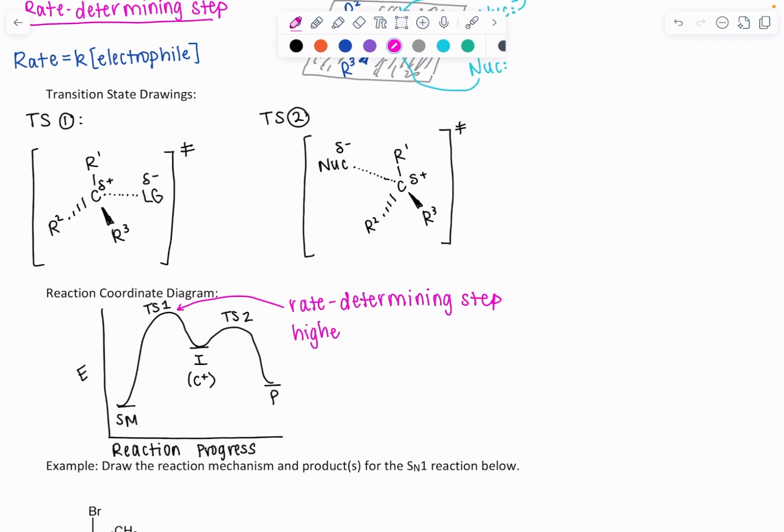By having the higher activation energy and higher energy transition state. So we would say activation energy for the first step is starting material to TS1. And then activation energy for the second step is just intermediate to TS2. So much smaller activation energy there.